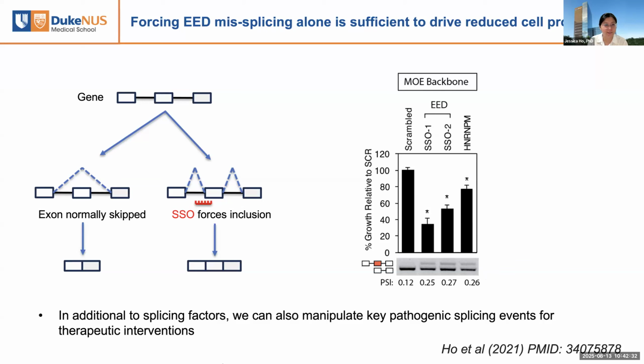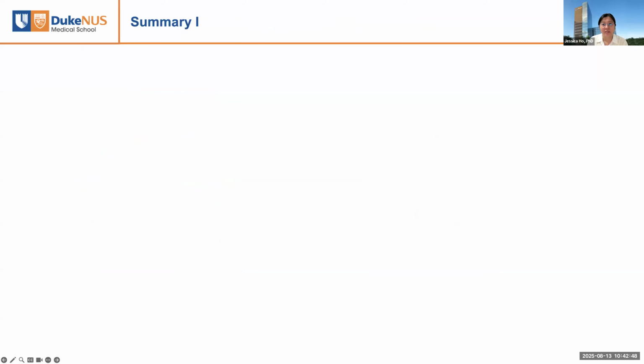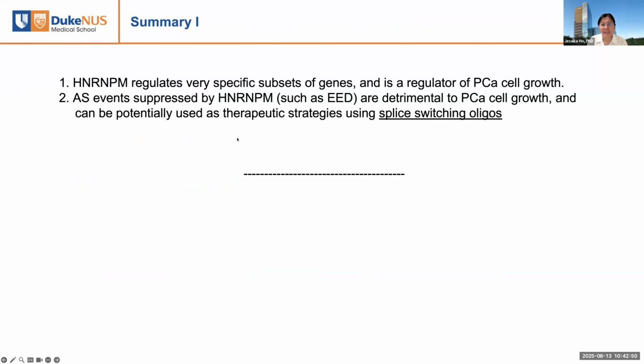So I think the key of this was that here we were able to show that in addition to knocking down splicing factors, we can actually also manipulate key pathogenic splicing events for therapeutic interventions. So to quickly summarize this part, I've showed that HNRNPM regulates very specific subsets of genes and is an important regulator of prostate cancer cell growth. I've also showed that alternative splicing events suppressed by HNRNPM, such as EED, are quite detrimental to cell growth and could potentially be used as therapeutic strategies by using splice switching oligos.